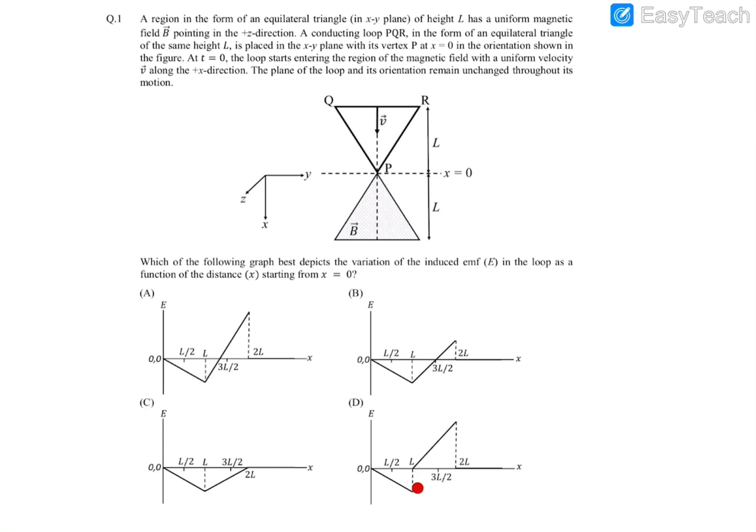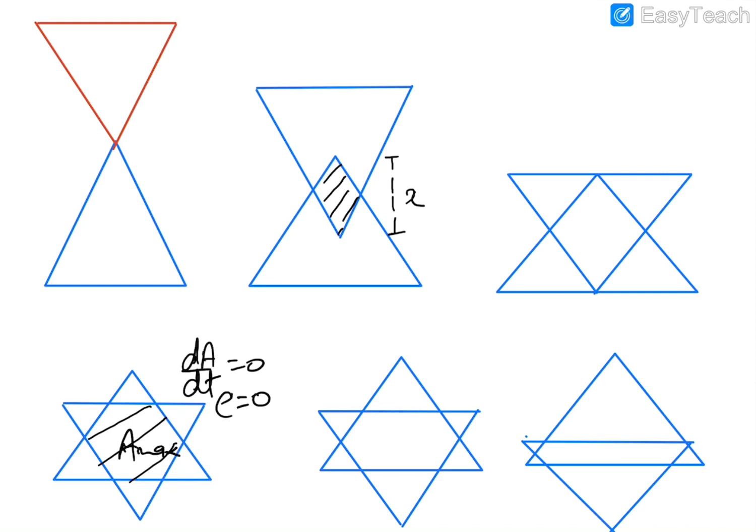Now obviously this is a non-continuous graph, and the dA by dt variation would be continuous, so we can also discard this option. Now we have to find out when this EMF graph would cross the x-axis. When the EMF graph crosses the x-axis, at that moment the EMF would be 0, the rate of change of area dA by dt would be 0, and the area linked with the magnetic field would be maximum. So we just have to find this maximum area, and at that point we can find the value of x.